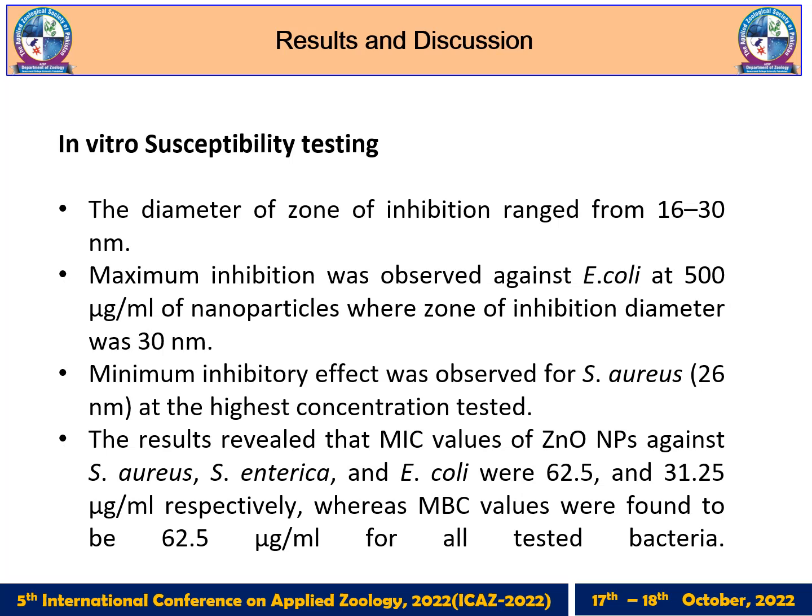In the in vitro susceptibility testing by agar-well diffusion assay, the zones of inhibition ranged from 16 to 30 millimeters. Maximum inhibition was observed against E. coli at 500 micrograms, where the zone of inhibition diameter was 30 millimeters. The minimum inhibition zone was observed for Staph aureus, 26 millimeters at the highest concentration tested. The MIC values against Staph aureus, Salmonella enterica and E. coli were 62.5 and 31.25 respectively, whereas the MBC value was 62.5 microgram per ml for all.